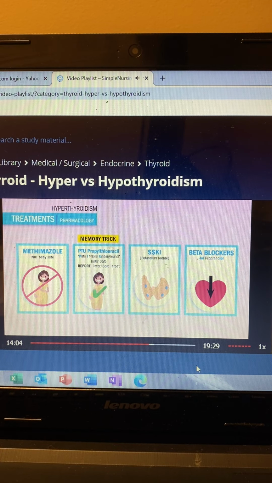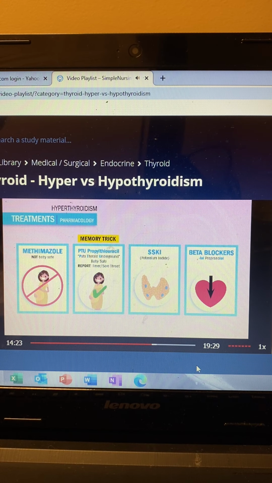Memory trick for PTU is put the thyroid underground. This guy is baby safe, but we report fever and sore throat. These drugs stop the thyroid from making T3 and T4. Basically slow it down. Now SSKI, or potassium iodide.